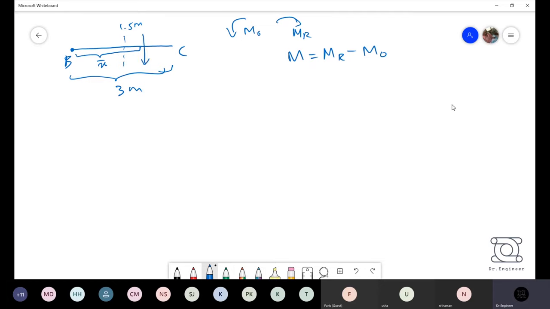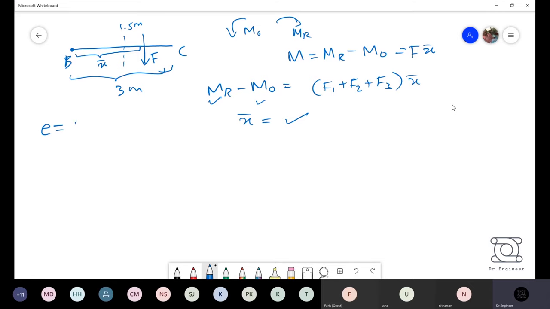So the resultant force acting on the base, F times X bar, should be the same as the resultant moment, right? The resultant force acting on the base is the total force on the base. That is, MR minus M naught equals F1 plus F2 plus F3, the total weight acting on the base, times X bar, right? Using these values, you know MR, you know M naught, so you can find X bar. After finding X bar, there is another value called eccentricity. Eccentricity is X bar minus B by 2. B is your base, so in our case, X bar minus 3 by 2.